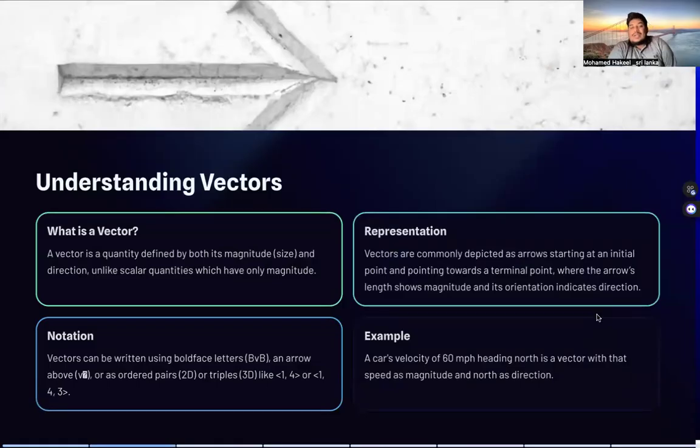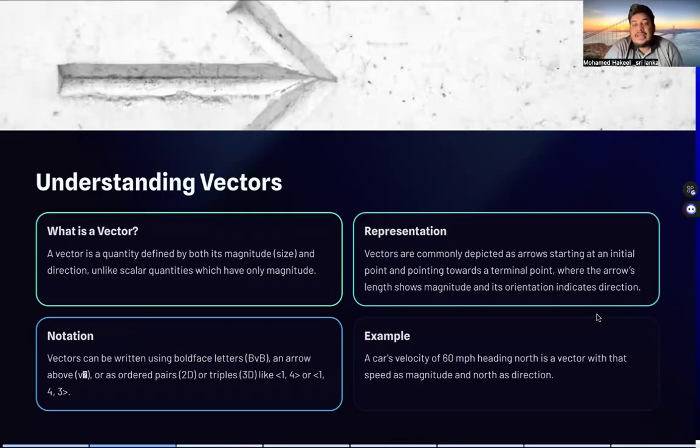Understanding vectors. What is a vector? A vector is a quantity defined by both its magnitude (size) and direction, unlike scalar quantities, which have only magnitude.